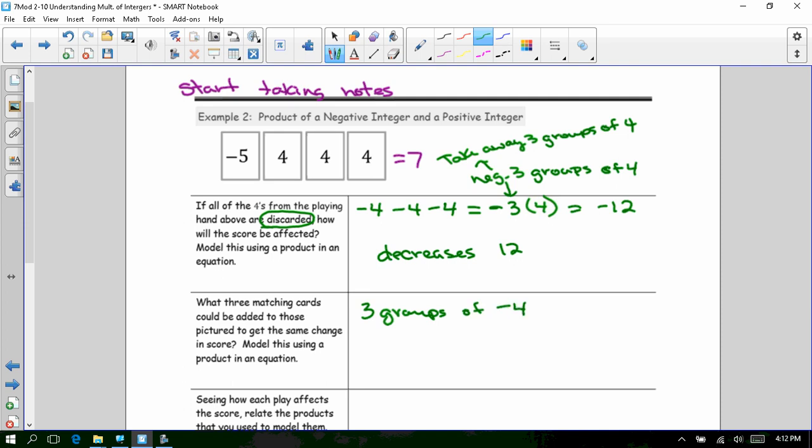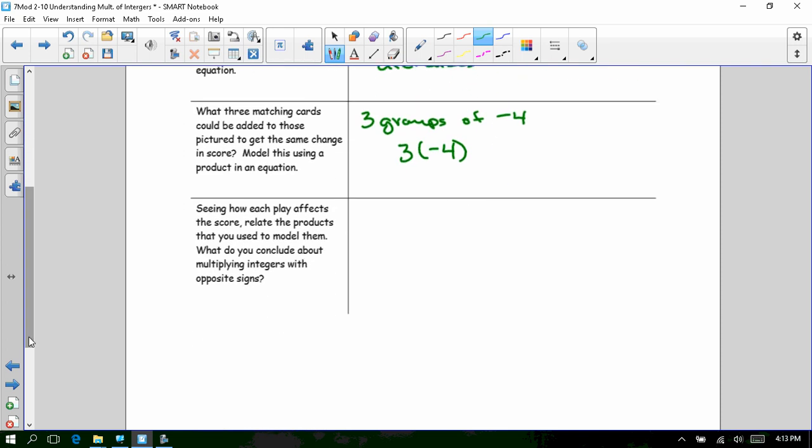Right? My cards could have been negative 4s. In other words, I could have had 3 times negative 4. All right? 3 groups of negative 4 would give me the same exact thing. In fact, that's what this next part says. All right, this next part down here, if I have negative 3 groups of 4 cards, of the card worth 4 points, that's the same as 3 groups of negative 4 cards, of the negative 4 points.